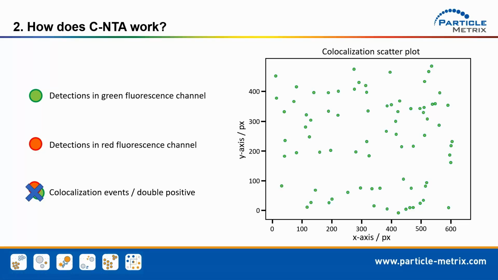Since the Brownian motion is also tracked, the switchover takes place very quickly. As a result, you get a representation of the XY centroid coordinates of the fluorescence scattering events of the particles. It consists of information about your EVs showing a signal in the green and a signal in the red fluorescence channel. Double positive particles are highlighted by a blue cross because they represent colocalization events.